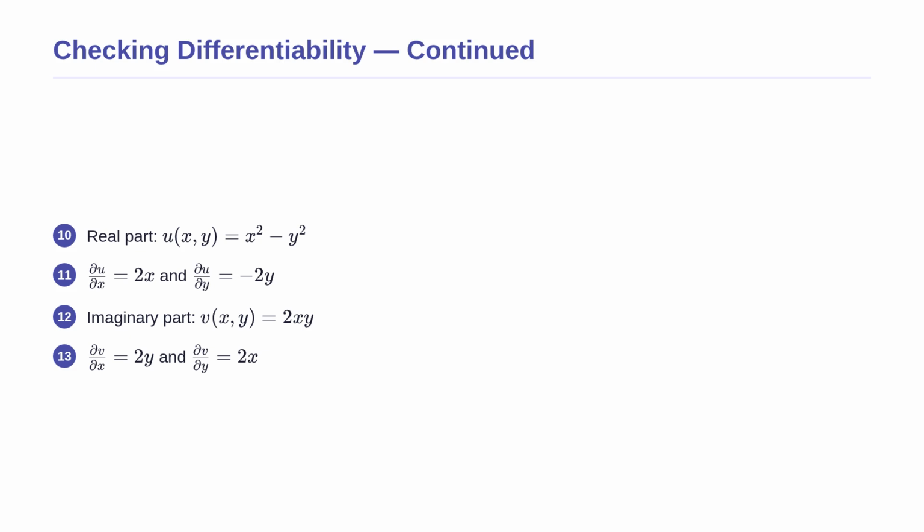Taking the partial derivative of v with respect to x means we treat y as a constant multiplier. The derivative of x is 1, leaving us with 2y. Finally, differentiating v with respect to y leaves us with 2x. We now have all four pieces.